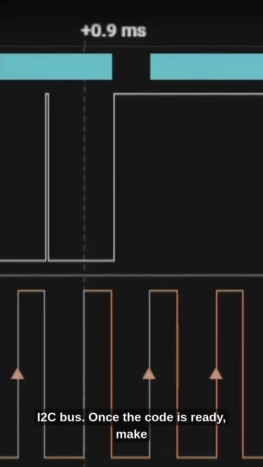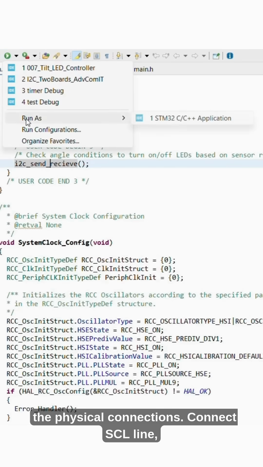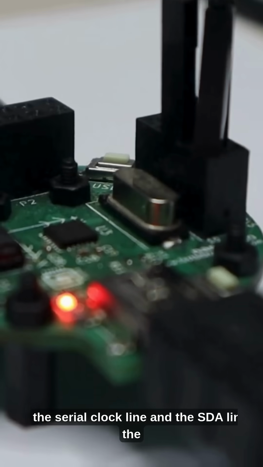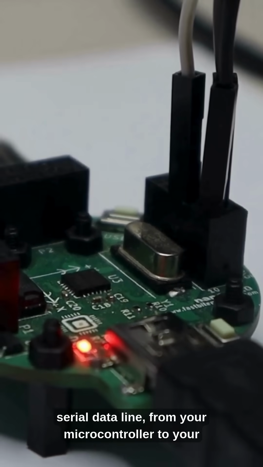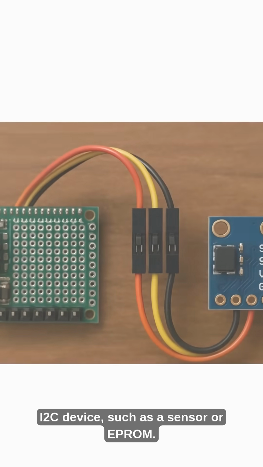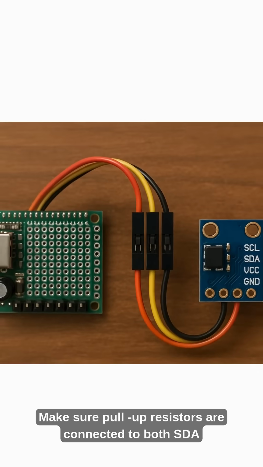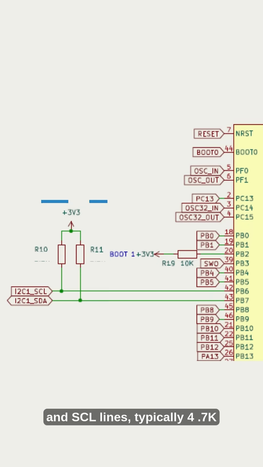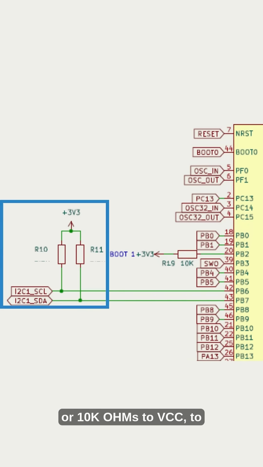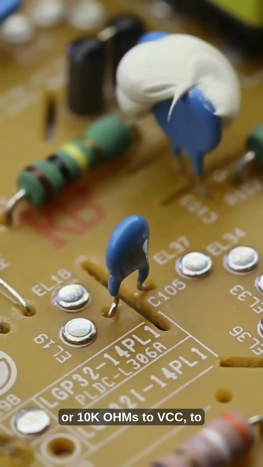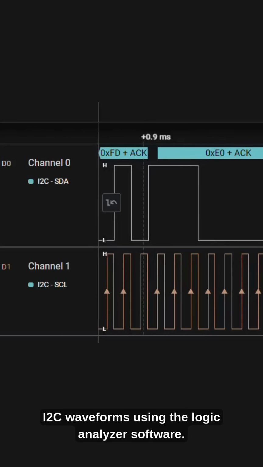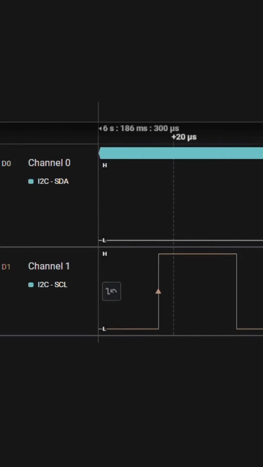Once the code is ready, make the physical connections. Connect the SCL line, the serial clock line, and the SDA line, the serial data line, from your microcontroller to your I2C device, such as a sensor or EEPROM. Make sure pull-up resistors are connected to both SDA and SCL lines, typically 4.7K or 10K ohms to VCC, to maintain proper voltage levels. Now, visualize the I2C waveforms using the logic analyzer software.